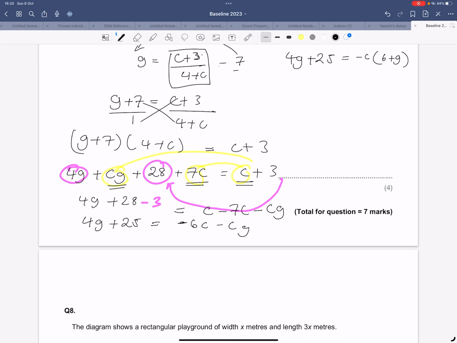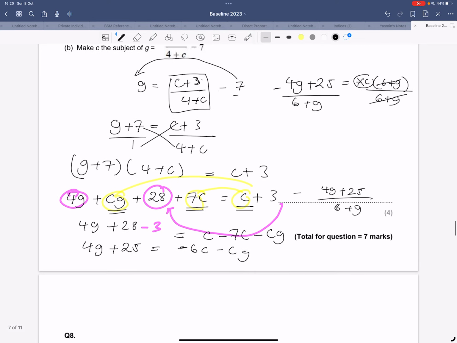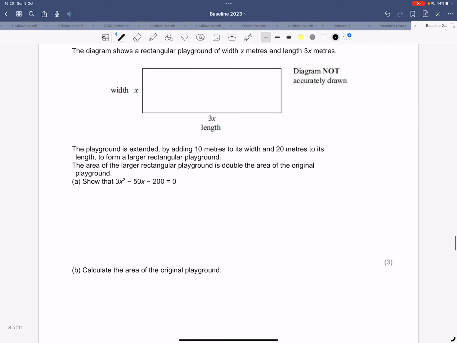Now I can divide everything by minus, so 6 plus G over 6 plus G, that cancels out. But we're left with minus C, and we don't want minus C, we want positive C. So if I put a minus here, it will cancel out this minus. So the answer is minus 4G plus 25 all over 6 plus G. That's a tricky one, okay? But again, slow and steady wins the race.